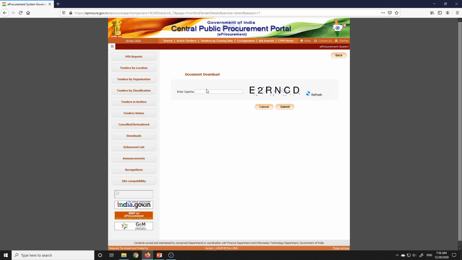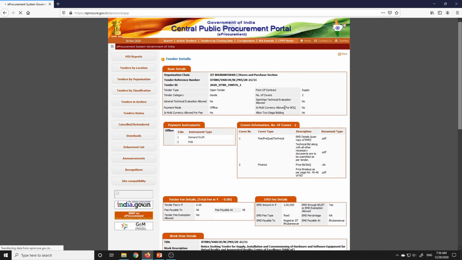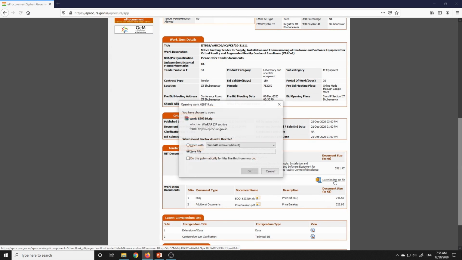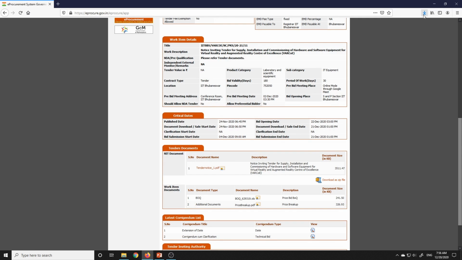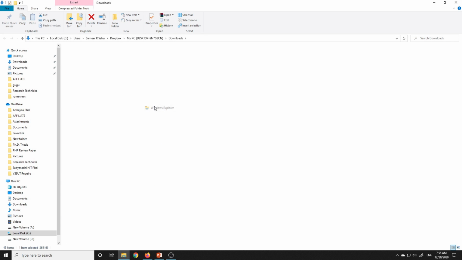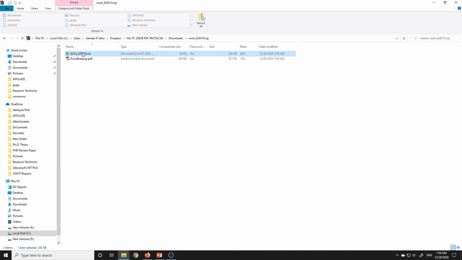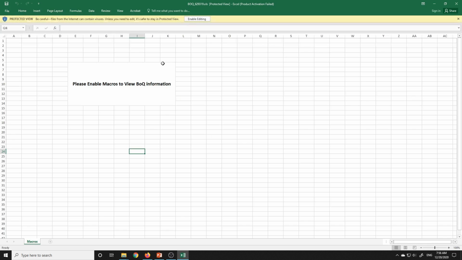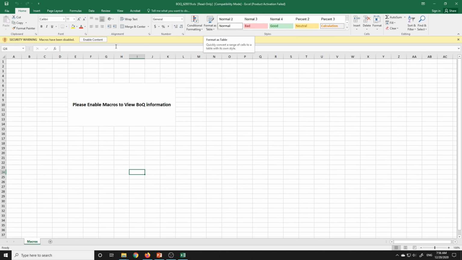This did not work. Wait a second, let's see whether I am able to download it or not. Yeah, okay, now this bill of quantity. This is an Excel file. This will be provided by your institute or your organization only.